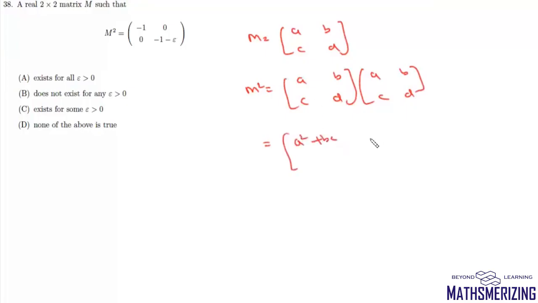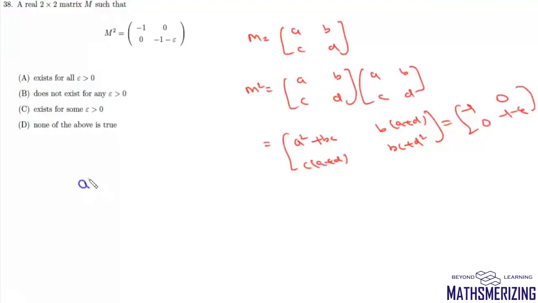A square plus BC and then BA plus BD, and here it will be CA plus CD and then BC plus D square. Now this value must be equal to minus 1, 0, 0 and minus 1 minus epsilon. Now we'll compare, we'll get conditions which are A square plus BC is equal to minus 1, D square plus BC is equal to minus 1 and then B into (A plus D) is 0 or C into (A plus D) is 0.